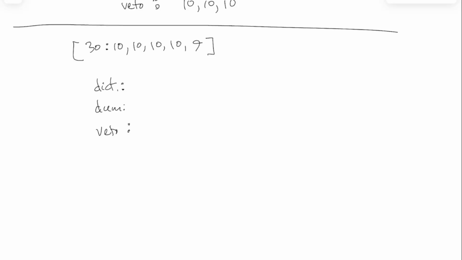There is not a dictator. That's the easiest one, just because none of the voters themselves make it to 30 all by themselves. So there is no dictator.